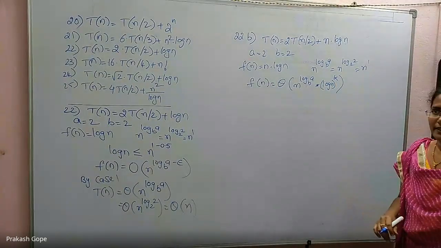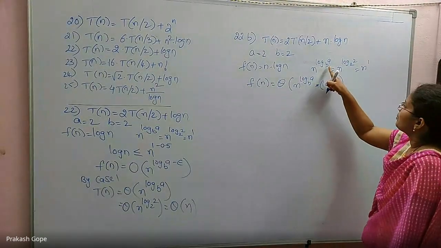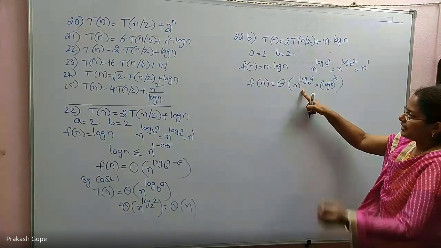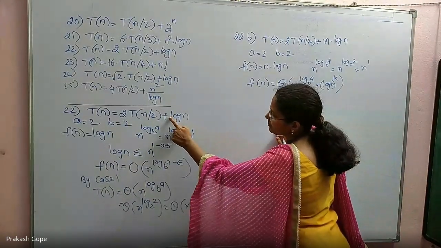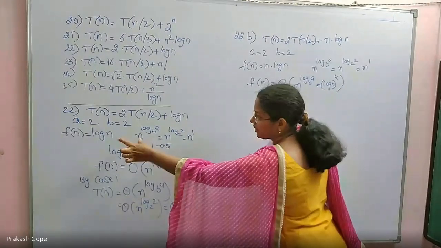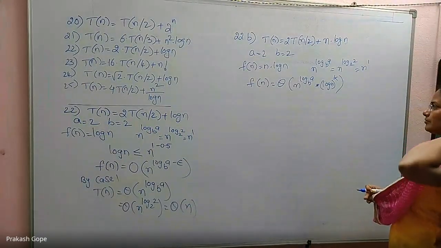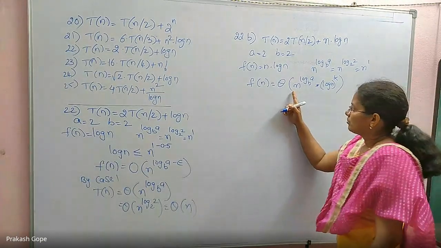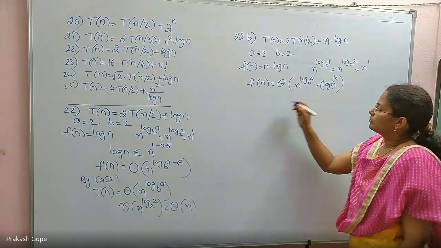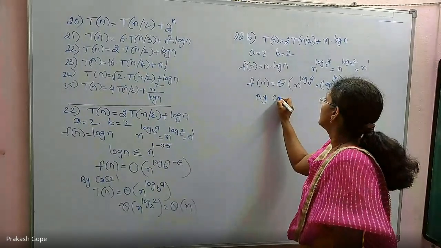It comes to this case, because your n power log a to the base b is as it is. In the previous case, it was not like that. It was just log n. It is not n log n. Okay, that is the difference. So it is coming to case 2. By case 2.